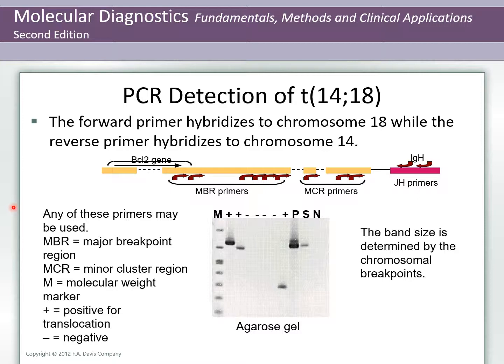Once the fragments are resolved on agarose gel electrophoresis, you can see the molecular weight marker in the first lane, compared to the positive specimens, along with the negative specimens in the middle lanes. And then the last lanes are the positive control, the sensitivity control, and the negative control. So the band size is determined by the chromosomal breakpoints.